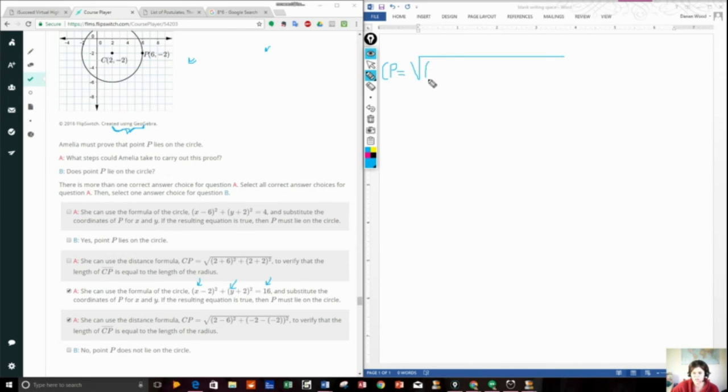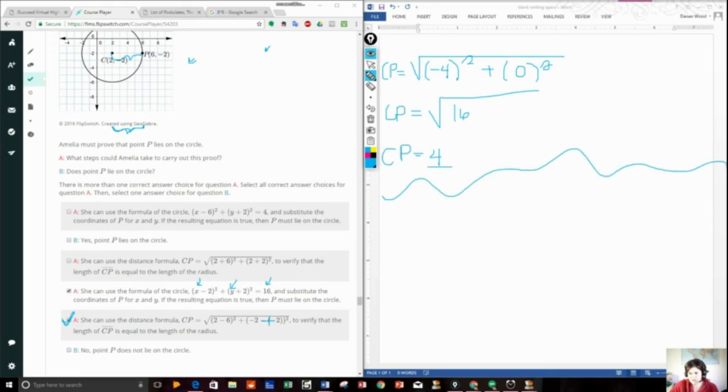So we have the square root of 2 minus 6, which is -4 squared, plus -2 minus -2, that is addition, so -2 plus 2 is 0. That's being squared. So then CP is equal to -4 squared is 16, and the square root of 16 is 4. So right there, that tells me that the distance from C to this point is 4 and our radius is 4. So that's checking for this one.